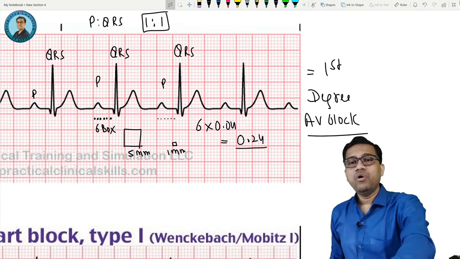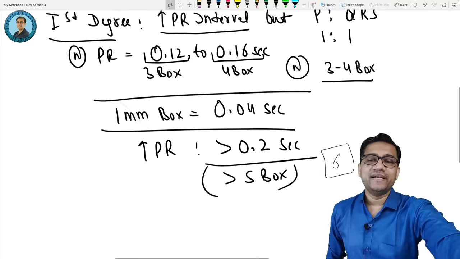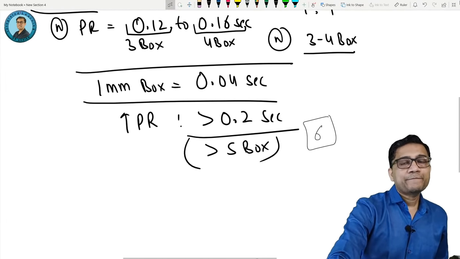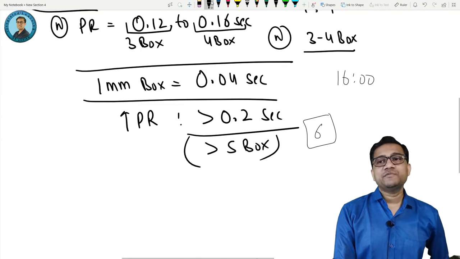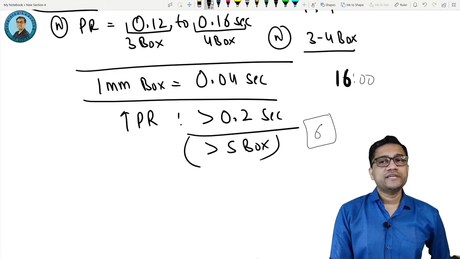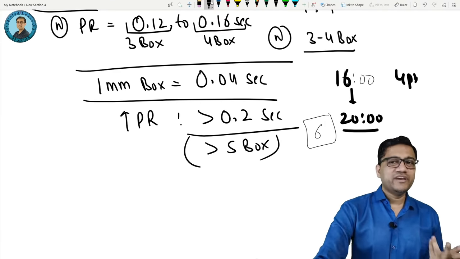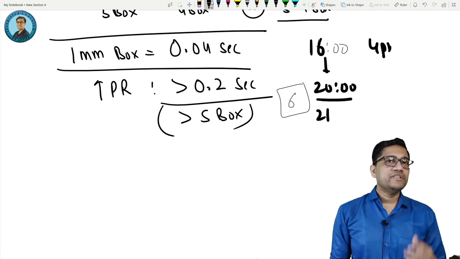Now what happens in case of the second degree? Let's take it like this. A husband normally comes home by what time? By 16 o'clock, that is 4 p.m. Now if he is not coming home till 8 p.m., it is normal, we can take. But if he is coming at 11 o'clock, 9 o'clock, is it normal? Will the wife tolerate? No.